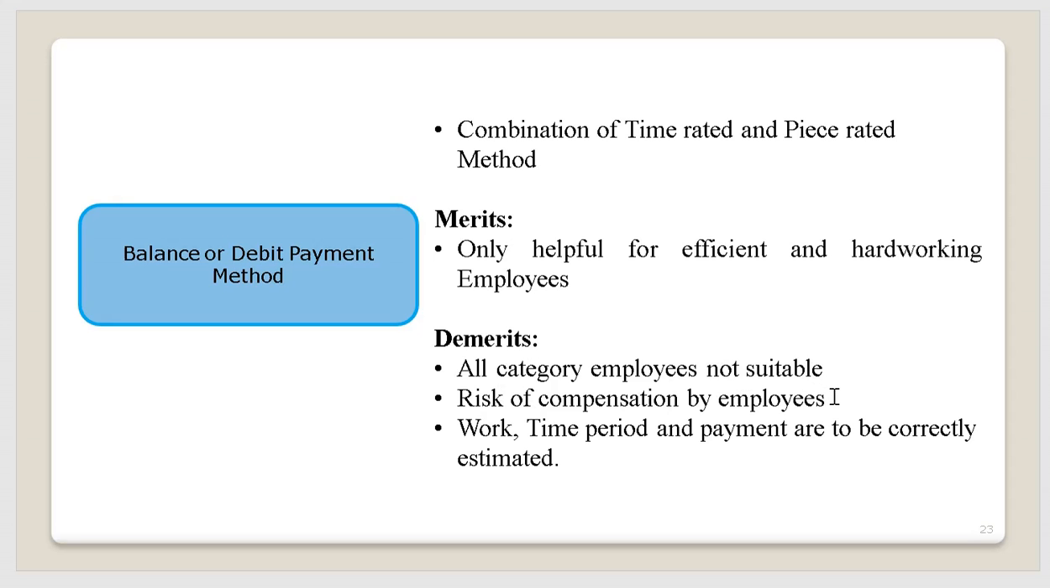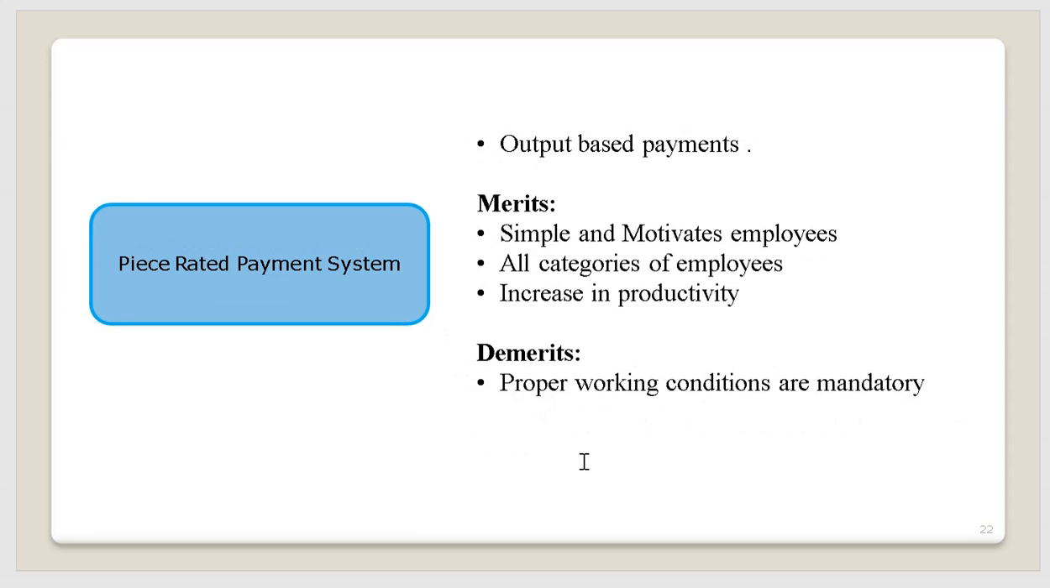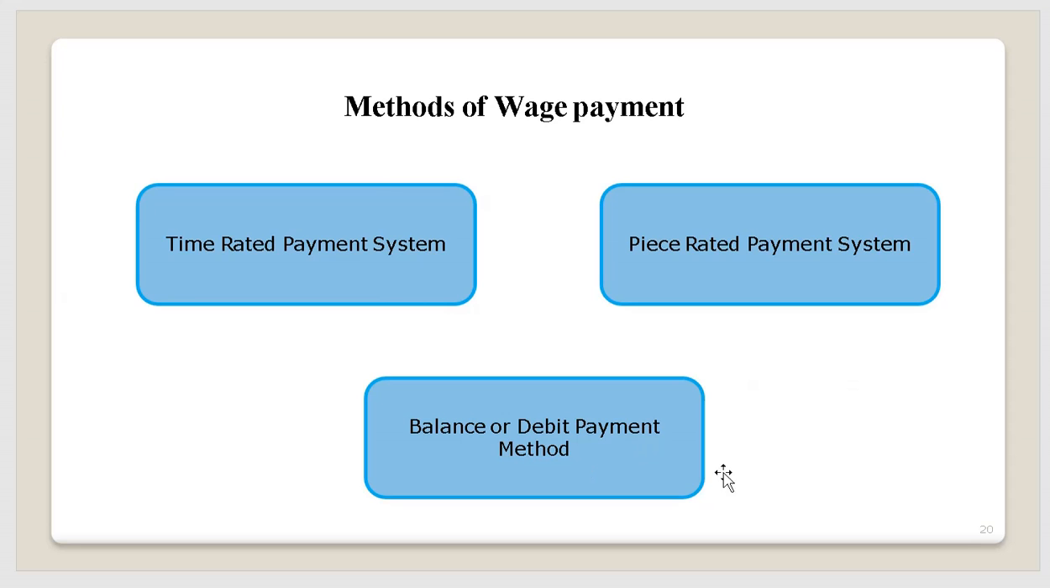Risk of compensation by employees. Yes, if they fail to provide the work, they need to pay compensation. So risk of compensation is also a demerit for the employees. And coming to the third point of the demerit, work time period and payment ought to be correctly estimated. If the employer fails to estimate the time, work, and the payment modes and their calculations, he compulsorily needs to pay the compensation. Also the employer will face a delay in the project, which is also a demerit from the employer side, just as the compensation is from the employee side. So these are the methods of wages, how the wage payments can be given.